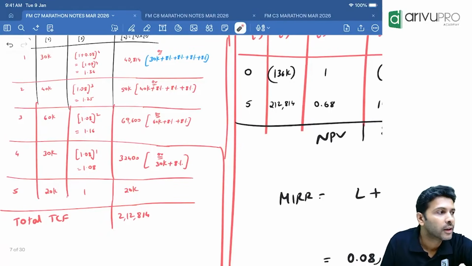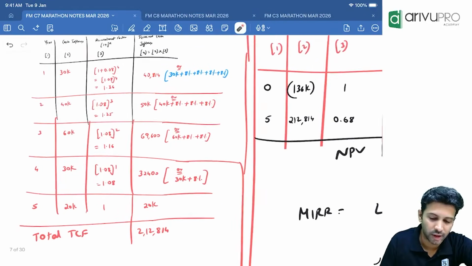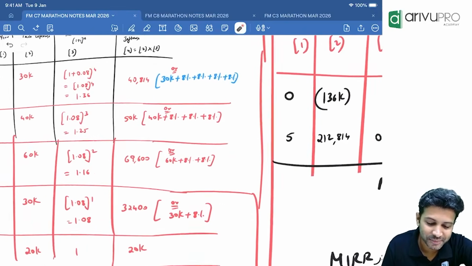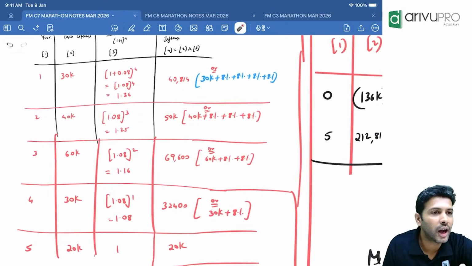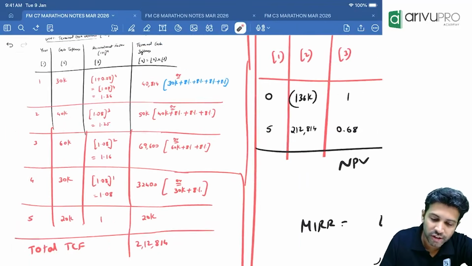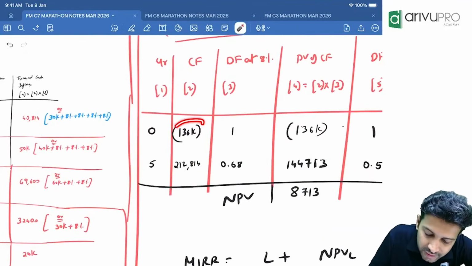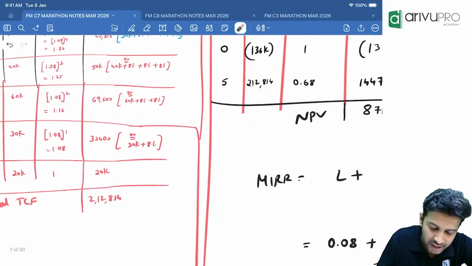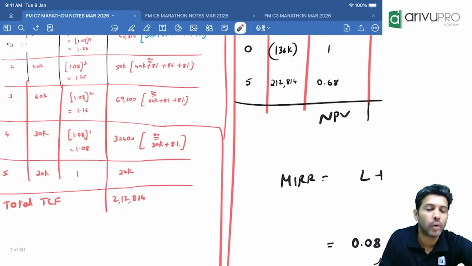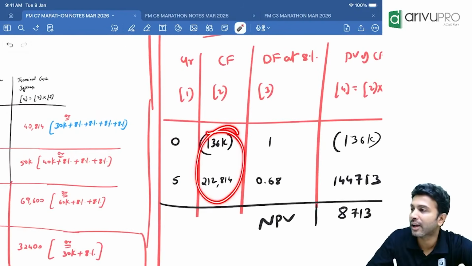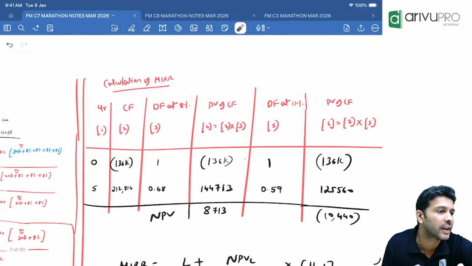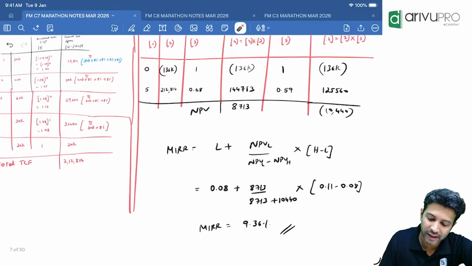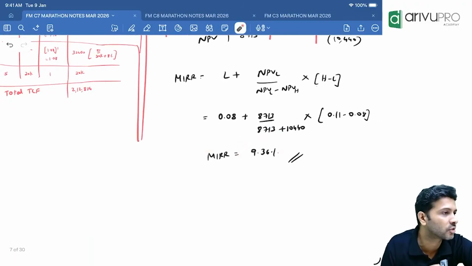Okay, people. Now what you have to do? You are checking. Okay, fine. Done now. What is your outflow? 1,36,000. What is your total terminal cash flow? 2 lakh. At what rate do these two become equal? That only is your MIRR. Now assume 2 rates and do the calculation. I think here I have assumed 8 and 11 and done the answer. So MIRR finally you get the answer as 9.36 over here.